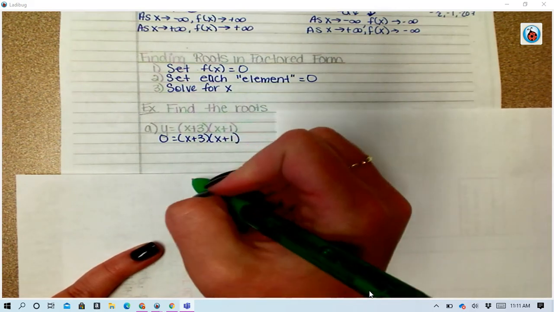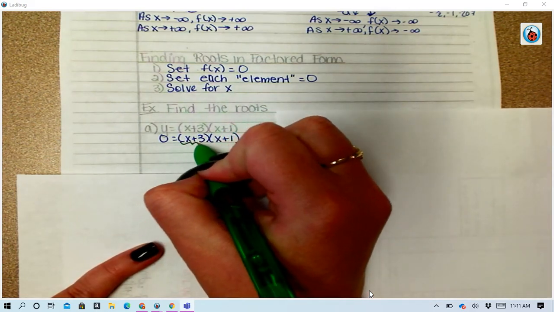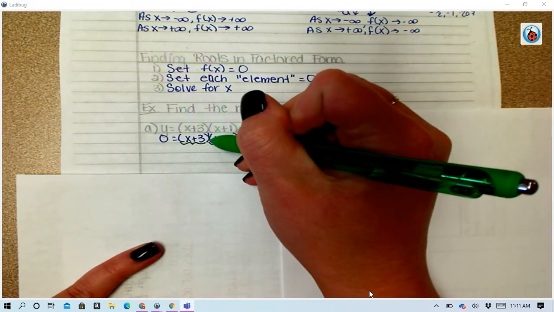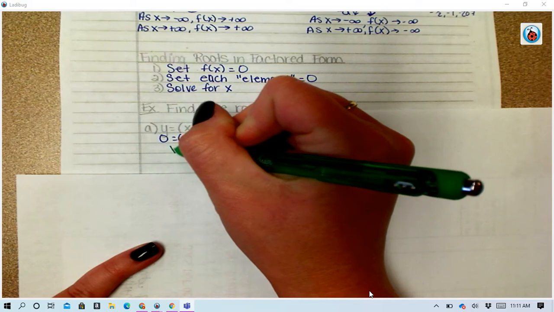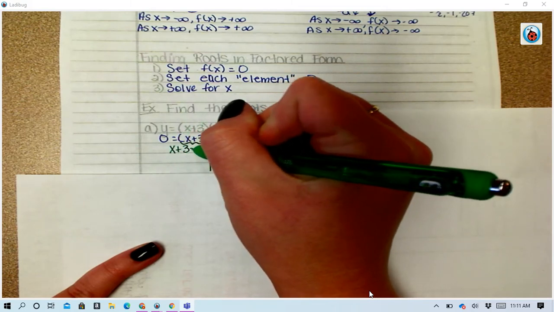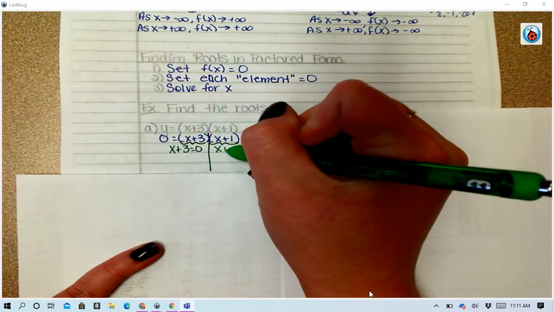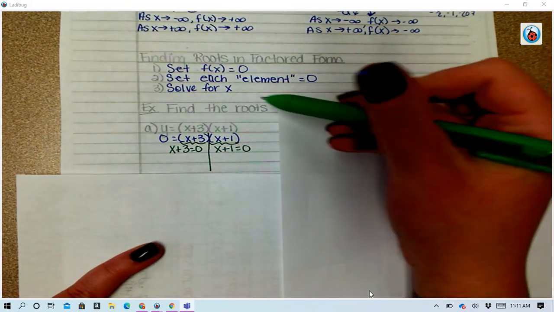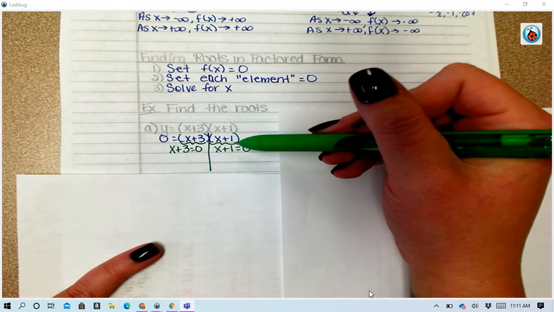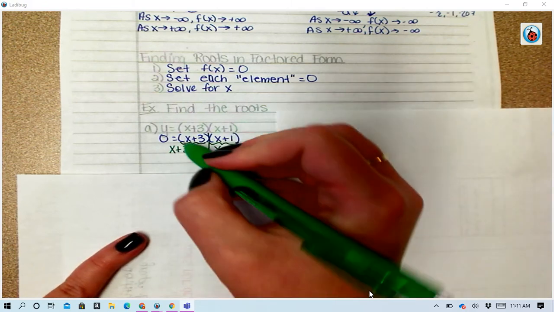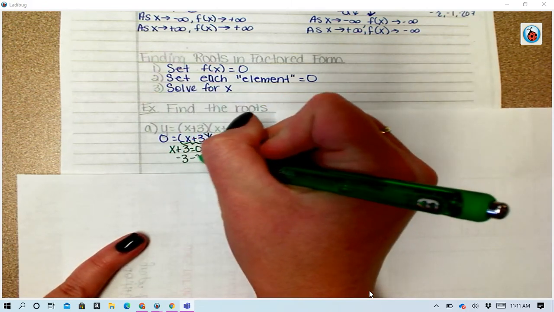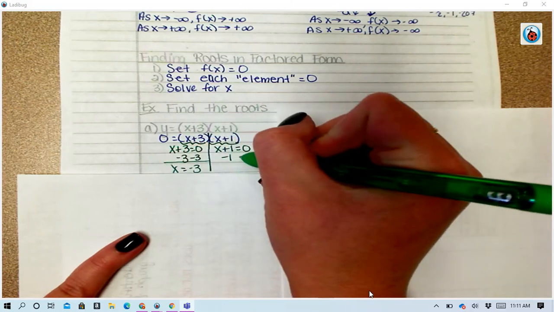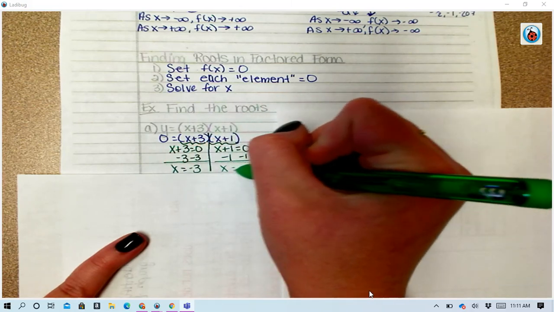We have 2 what I call elements here. You have this x plus 3 and this x plus 1. So what I do is I just put a line down the middle, and we're going to put x plus 3 equal to 0 and x plus 1 equal to 0. And then you just solve each of those equations for x. So to get x by itself, we would subtract 3 from both sides and get x equals negative 3, subtract 1 from both sides, and get x equals negative 1.